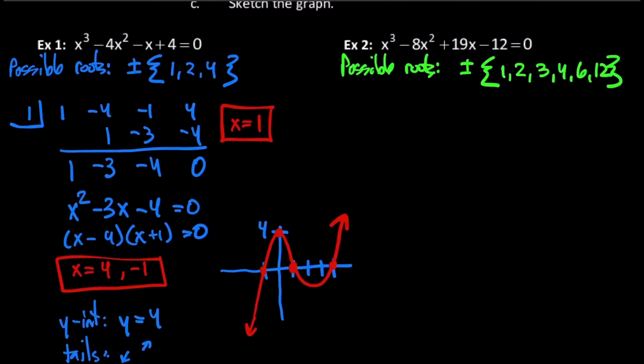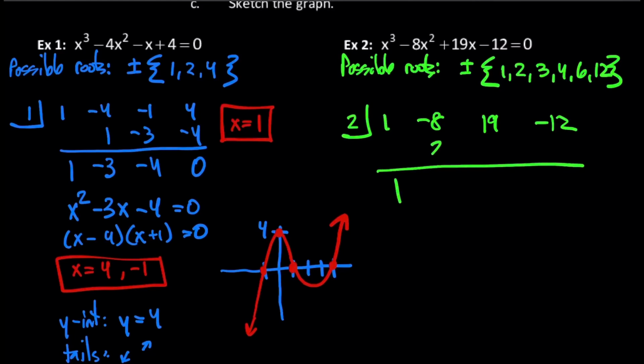Didn't work. It's not always going to work on the first try. I don't know. Let's try a 2. I got a 1, a -8, a 19, -12. Bring down, multiply, add, multiply, add. Oof, close, but no cigar. So, scrap that one.